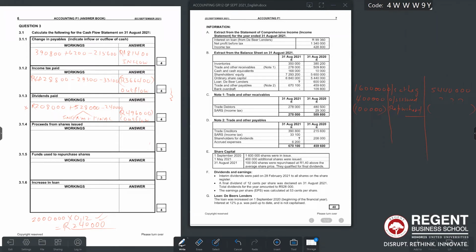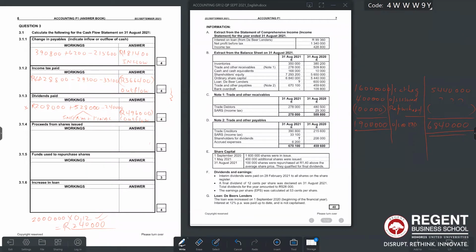Right now, if I look at it at the end of the year, 1.6 plus 400,000 is 2 million. 2 million minus 100,000 will give me 1,900,000. That's how many ordinary shares you have in issue at end. But I do have my ordinary share capital account balance, and my ordinary share capital balance at the end of the year is 6,840,000. Under information B, 6,840,000. But I got two unknowns over there. I have two unknowns over there.